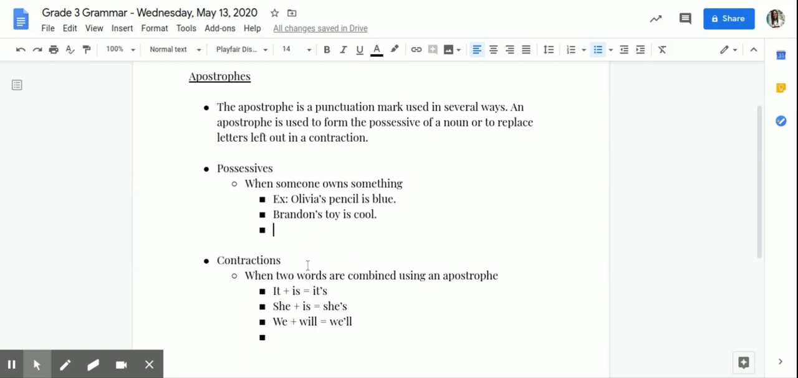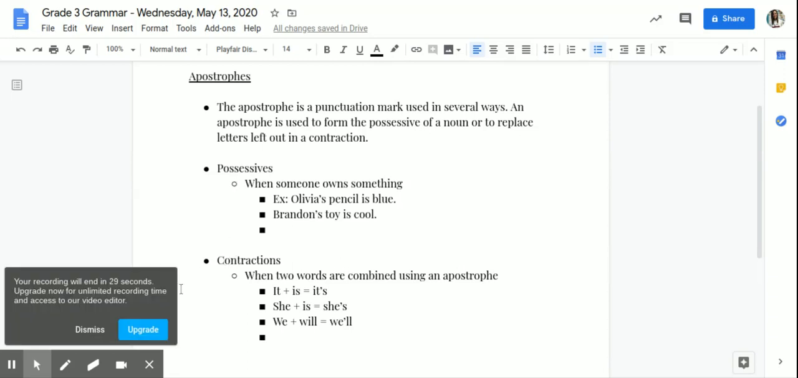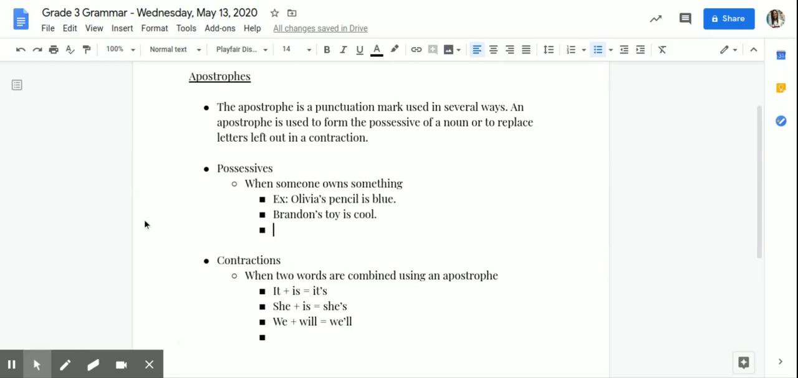Then tomorrow, we're going to go over these notes again, and you're going to fill out a Google form that's going to be a quiz on possessives and on contractions. So it's just mainly on all sorts of apostrophes. You just need to be able to tell the difference of when it's used as a possessive and when it's being used as a contraction. So take your time, make sure you understand. Reach out with any questions.